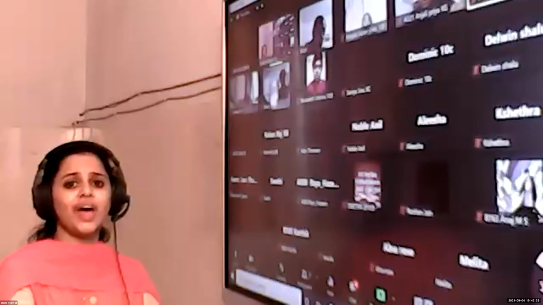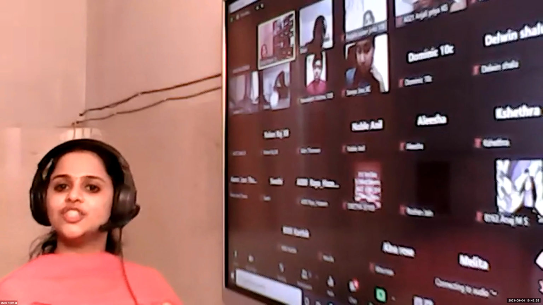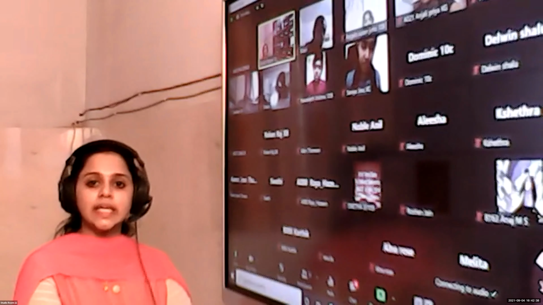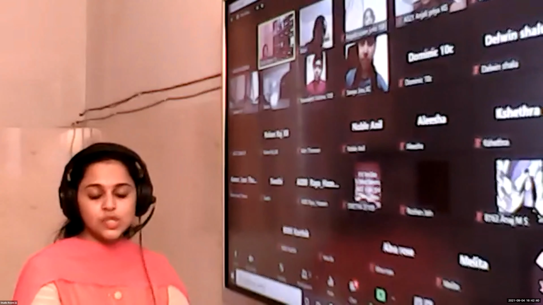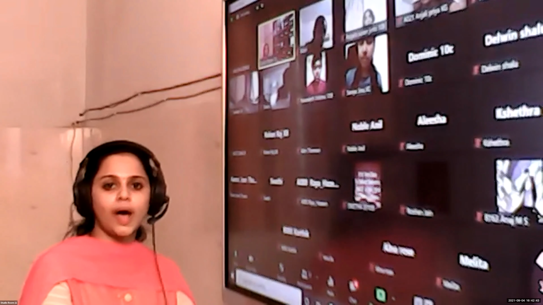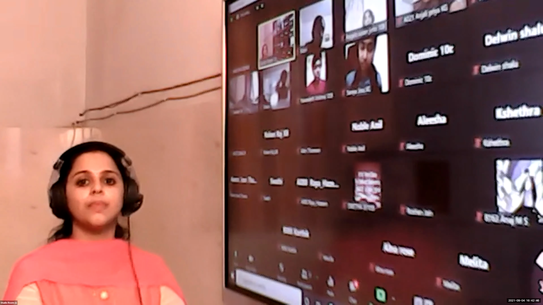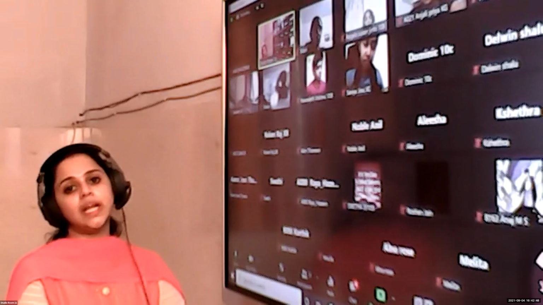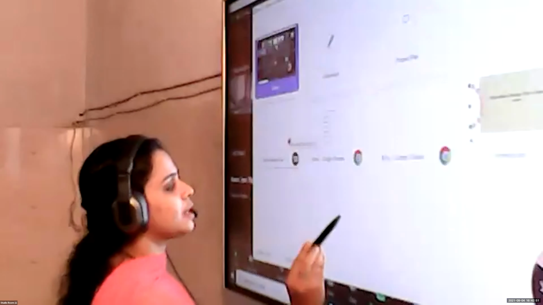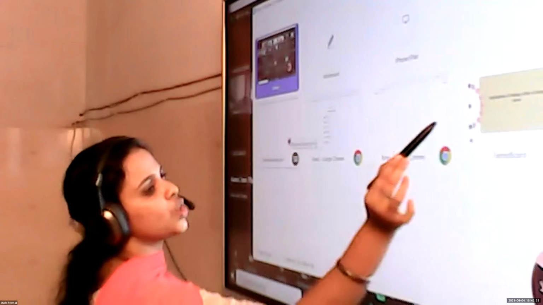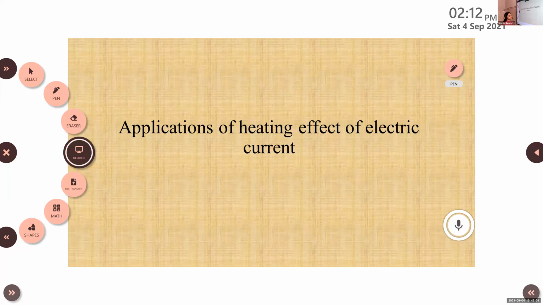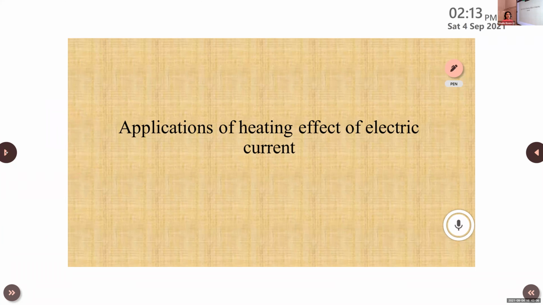So there are a lot of practical applications regarding this heating effect of electric current. But in this chapter, we discuss only two applications in detail, that is the electric bulb and electric fuse. So let us see how this electric bulb and electric fuse work based on Joule's law of heating effect of electric current.